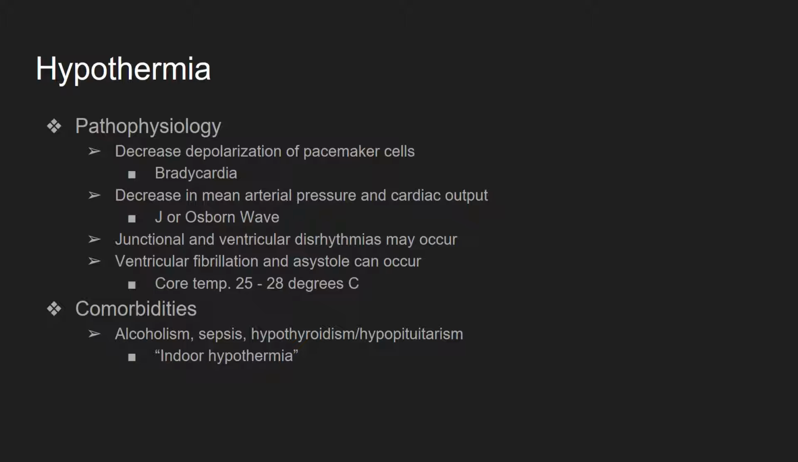So when the heart becomes hypothermic, there's a decrease in depolarization of the pacemaker cells, resulting in a bradycardia. There's also a decrease in mean arterial pressure and cardiac output, and this may result in a J or Osborne wave in the ECG, which we'll look at later. We might also find some junctional and ventricular dysrhythmias, as well as ventricular fibrillation and asystole, which can occur in extreme cases of hypothermia when the core temperature is around 25 to 28 degrees Celsius.